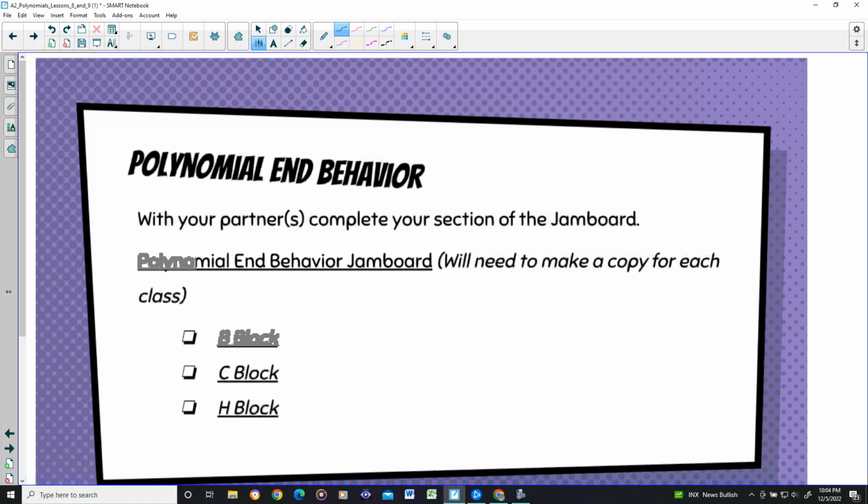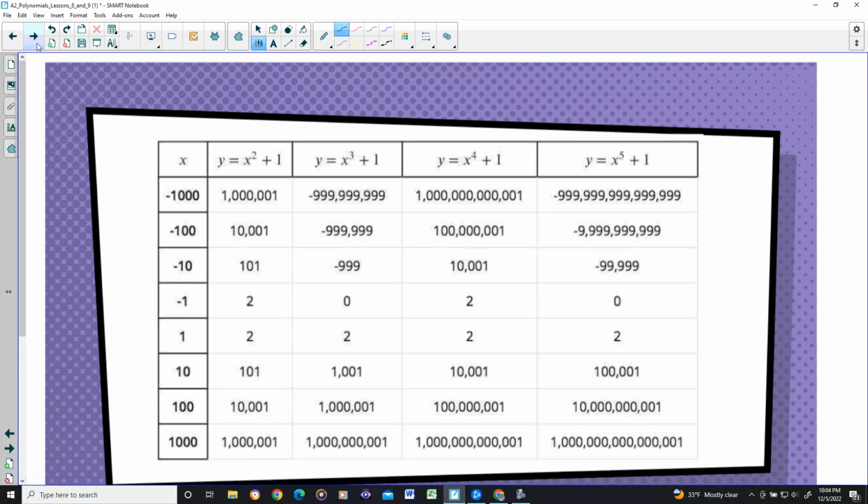Okay, so we did a Jamboard in class. We won't necessarily fill this out here. The Jamboard had a little bit of the notices and wonderings from the previous slide. And then we had this. So in order to save a little time on the video, this is the result of one of the activities that we did.